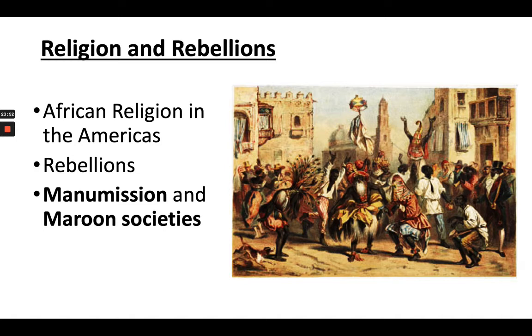Slaves did rebel, and they rebelled frequently, but almost always unsuccessfully, right? In Jamaica, you had a slave named Tacky who will attack several plantations, set them on fire, kill the planters' families. However, here's the problem with it, right? You're still on an island in Jamaica. What do you do? You can't get on a boat and sail back to Africa.